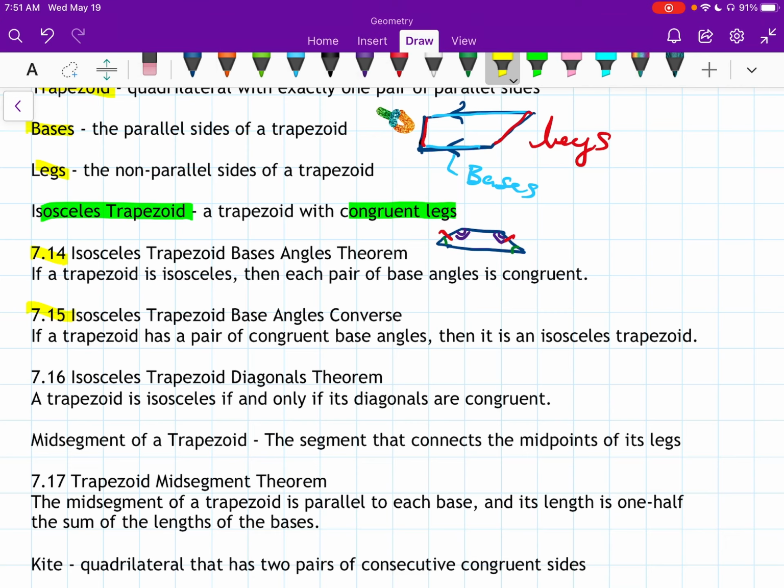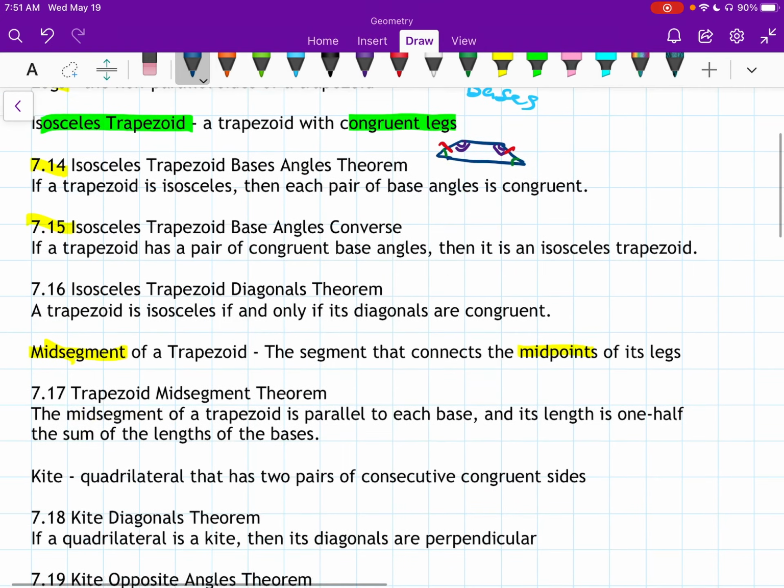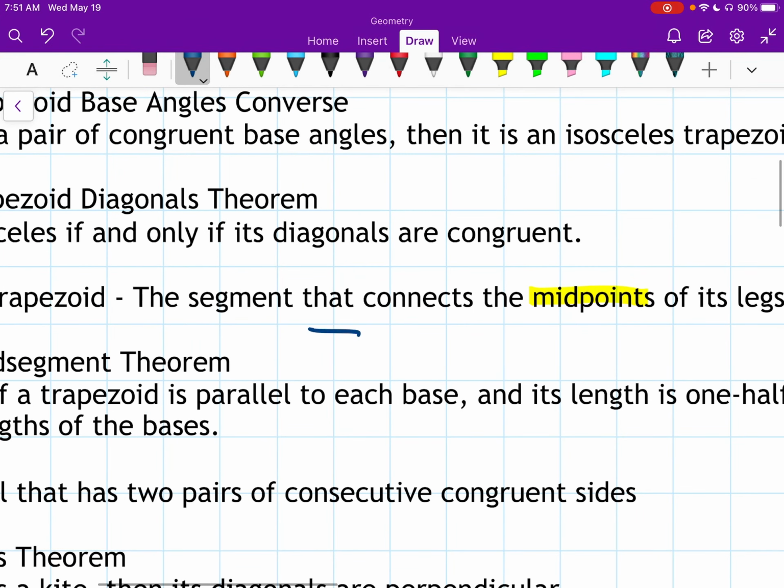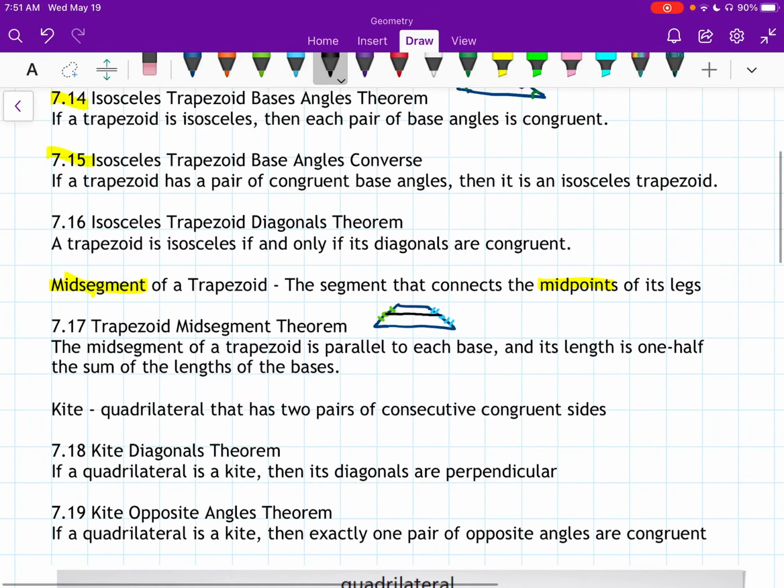Mid-segment of a trapezoid: the segment that connects the midpoints of its legs. Now we need to think about the word midpoint, and then we can think about the word mid-segment. So let me see if I can draw a little picture here. The midpoint of the legs is the middle piece. So this guy and that guy are equal. And then this piece, those are equal. That black line there would be the mid-segment.